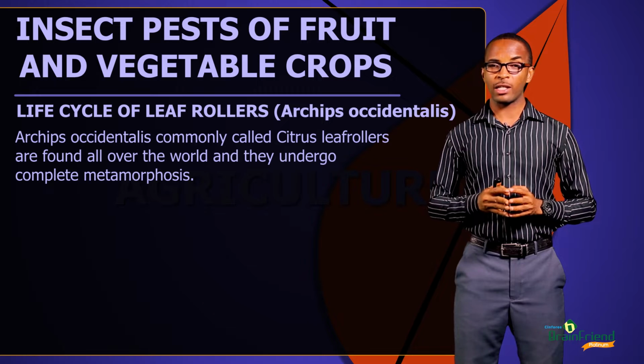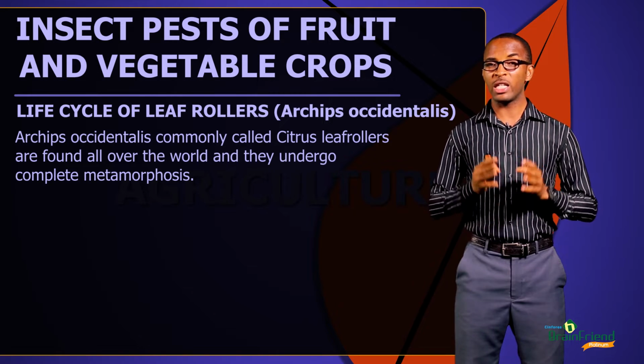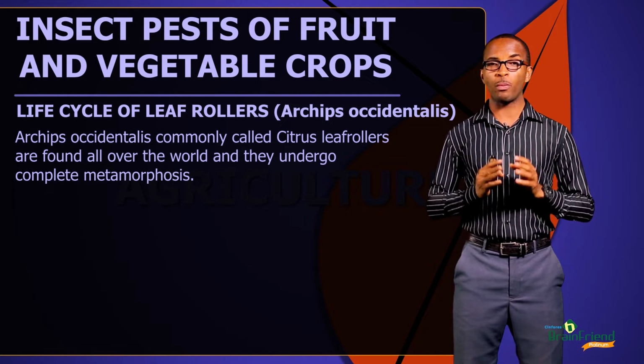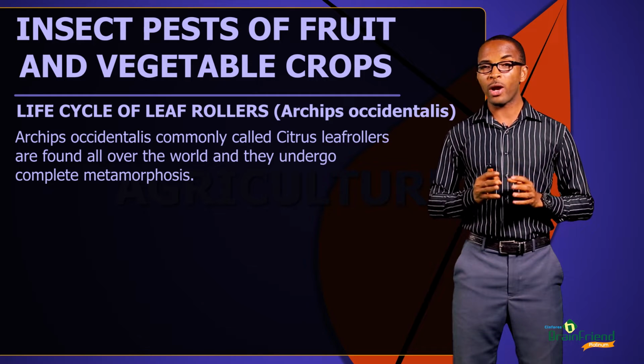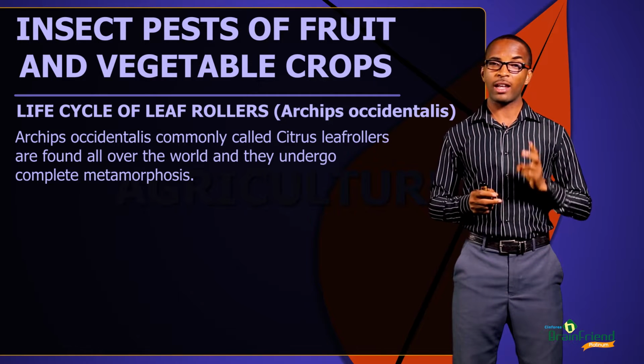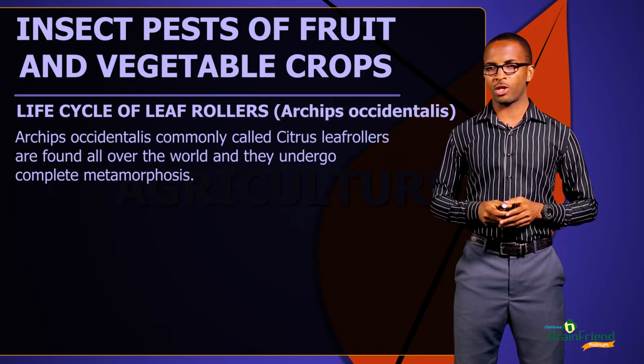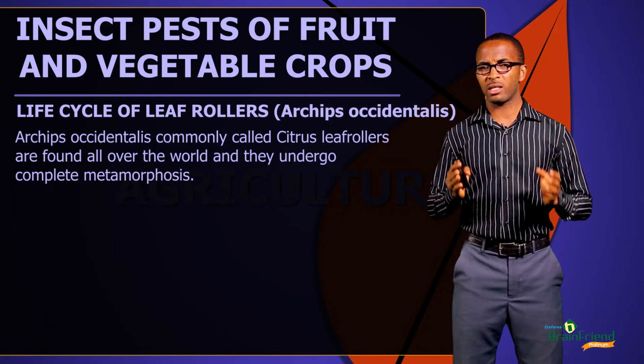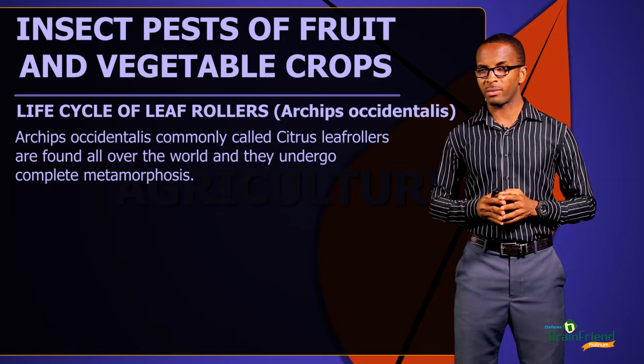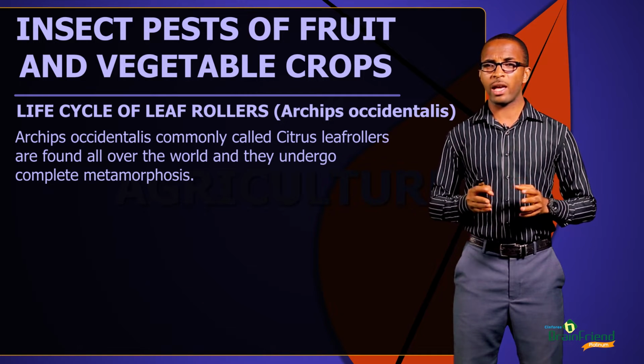Achips occidentalis, also called citrus leaf roller, undergoes complete metamorphosis comprising the egg stage, larva stage, pupa stage, and of course the adult stage. So let's talk about these stages one after the other. We are starting with the egg stage.